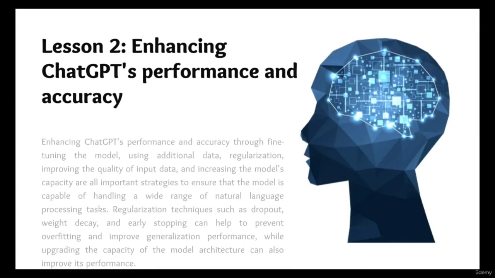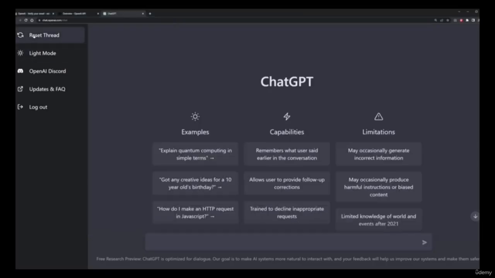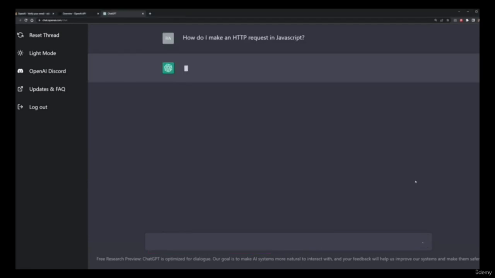Lesson 2. Enhancing ChatGPT's performance and accuracy. This time I'm going to use ChatGPT to do some coding for me. I'm going to use one of the pre-made prompts here on how to do an HTTP request in JavaScript. This is a pretty ordinary prompt, but here we'll get to see some of the more coding aspects of ChatGPT and what it can perform.